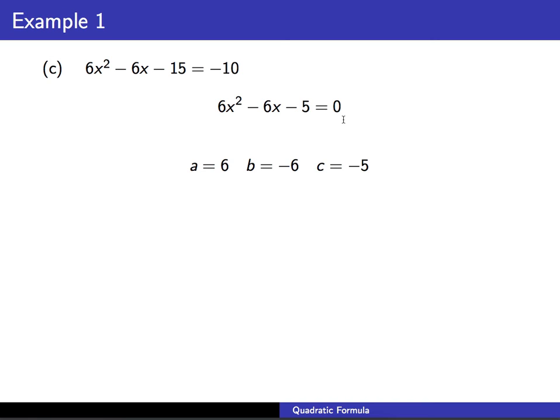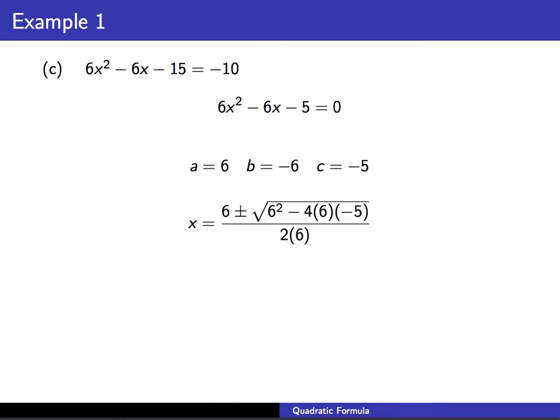So let's label our A, B, and C. We have A is 6, B is negative 6, and C is negative 5. So we get x equals negative negative 6, which is 6, plus or minus the square root of. Here we see that B is negative 6, so in order to avoid any issues with squaring negatives, we can just ignore the negative and do 6 squared minus 4 times A is 6, C is negative 5, and all over 2 times A is 6. So we get 6 plus or minus the square root of 6 squared minus 4 times 6 times negative 5 all over 2 times 6.